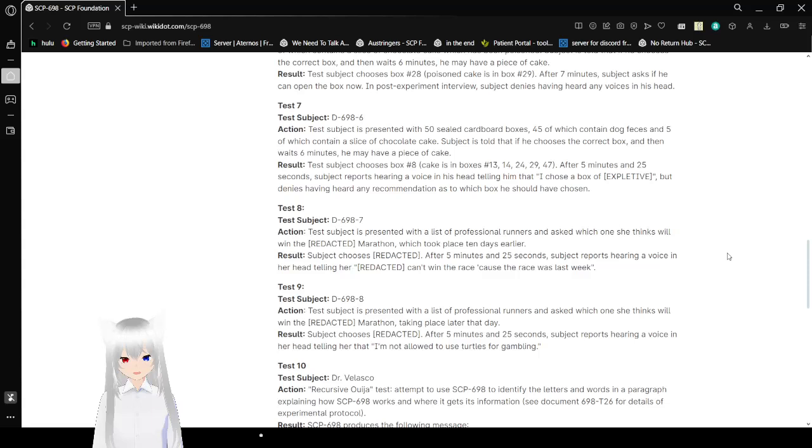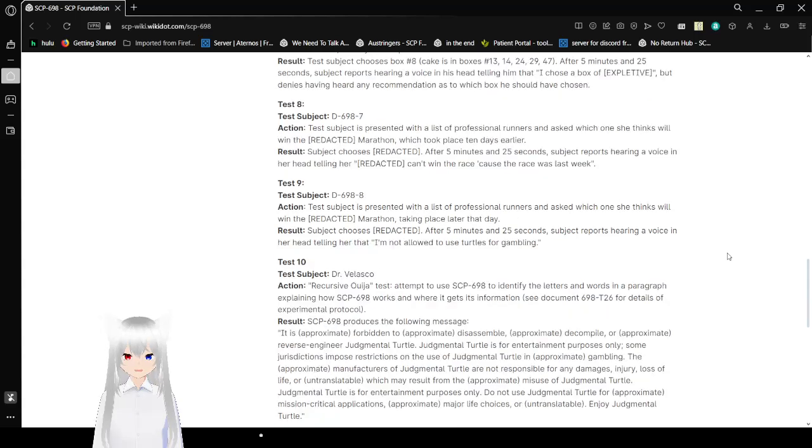Test subject D98-7. Action: test subject is presented with a list of professional runners and asked which one she thinks will win the Redacted Marathon, which takes place 10 days earlier. Subject chooses Redacted. After 5 minutes 25 seconds, subject reports hearing a voice in her head telling her Redacted can't win the race because the race was last week. Well, I guess you're right.